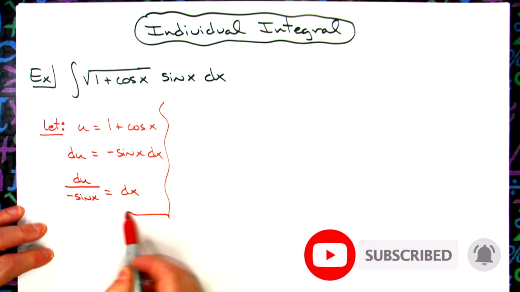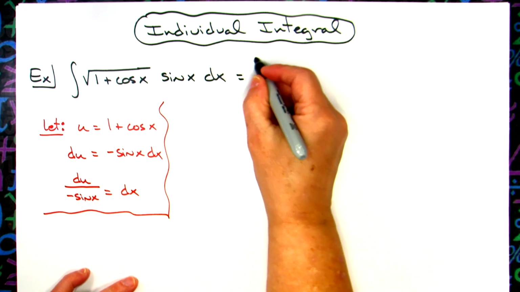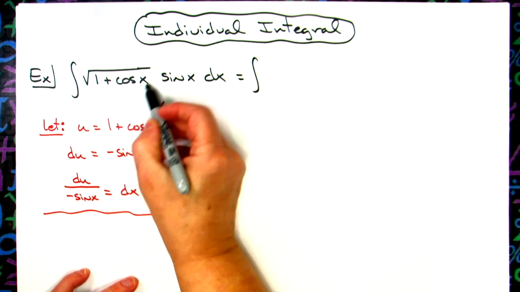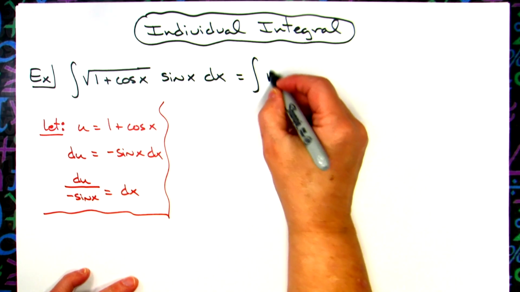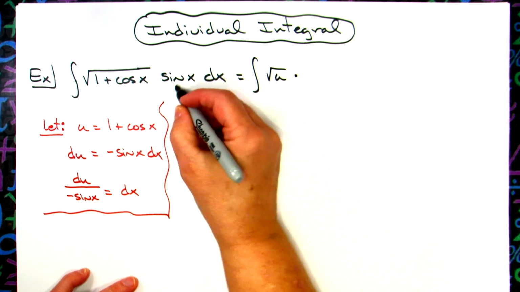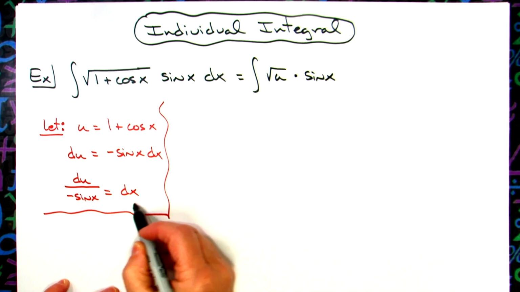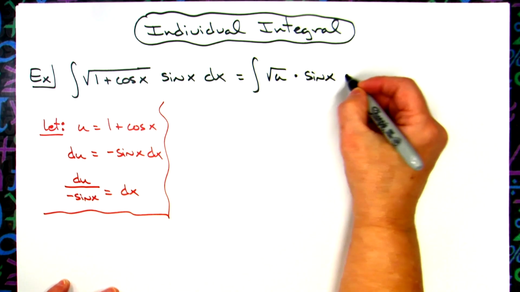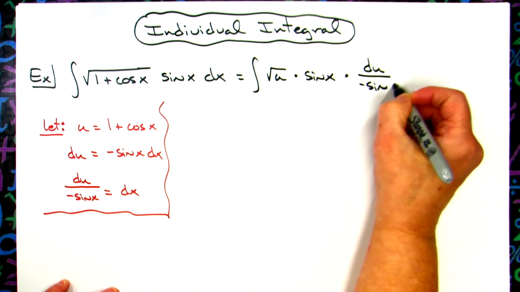All right, now at that point, we're going to come back up here and we're going to start doing some substitutions. Okay, so we'll have our integral. In place of that 1 plus cosine x, we'll put our u. So then we're going to have square root of u. That sine x is going to stay put. We're going to replace dx with everything it equals. So we'll have a du over a negative sine x.